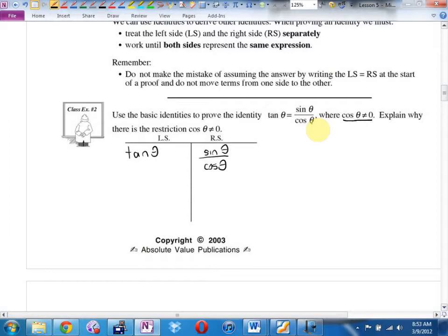Now, eventually, since you have this on your formula sheet, we're going to use this to prove other stuff. But we should first prove this. And the only way I know of to prove this one is to go back to x and y and r. Tangent is what over what in terms of x and y and r? Cosine is equal to what over what? Sorry, sine is equal to what over what in terms of x and y and r?